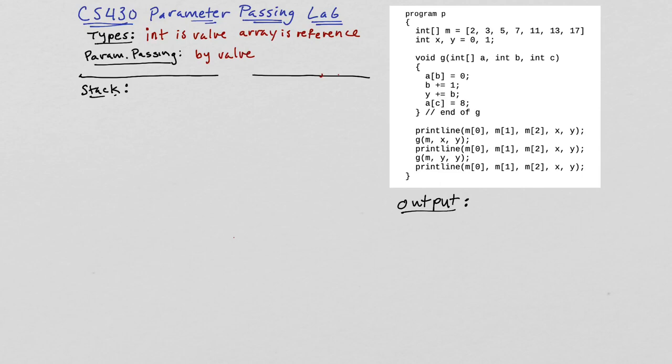Okay. For this one, the int type is a value type, and the array type is a reference type. So this time, and this, by the way, is exactly how Java would do this. Right, because int is a primitive, and primitives are value types in Java, and an array is an object, and objects are reference types in Java.